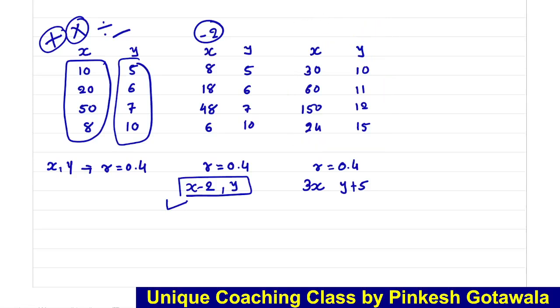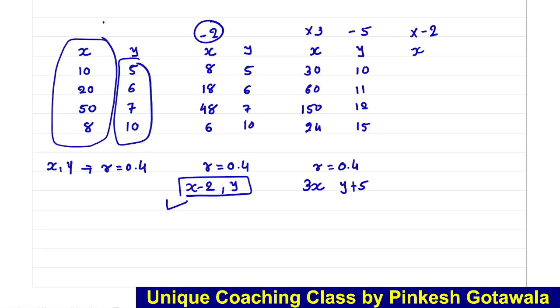Now the next, suppose I am going to multiply x with minus 2. Okay, x ને હું શું કરું છું, minus 2 સાથે multiply કરું છું. So what would be the answer? 10 into minus 2 is minus 20, 20 into minus 2 is minus 40, 50 into minus 2 is minus 100, 8 into minus 2 is minus 16. If I want to write it, it is minus 2x. x ને કોની સાથે multiply કર્યું? minus 2 સાથે.